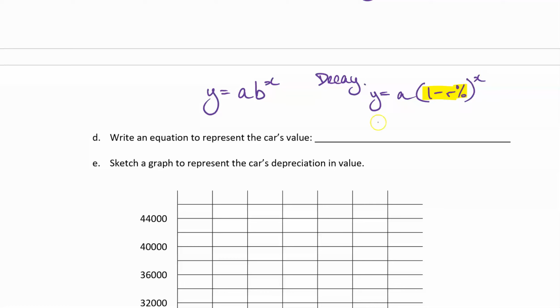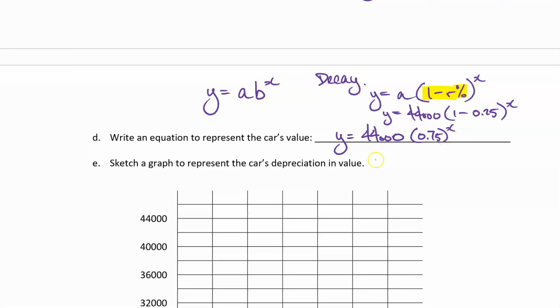Okay, so if I fill it in, I'm going to write y is equal to my initial value of the car, 44,000, times 1 minus the amount of decay, which is 25%, which I actually have to write as a decimal, 0.25, to the exponent x. And let's bring it home with our final: y is equal to 44,000 times 0.75 to the exponent x.